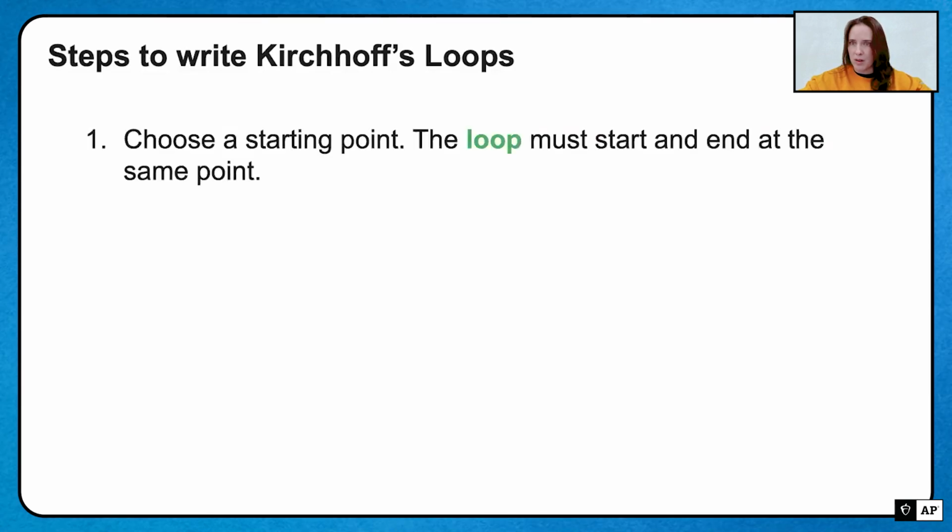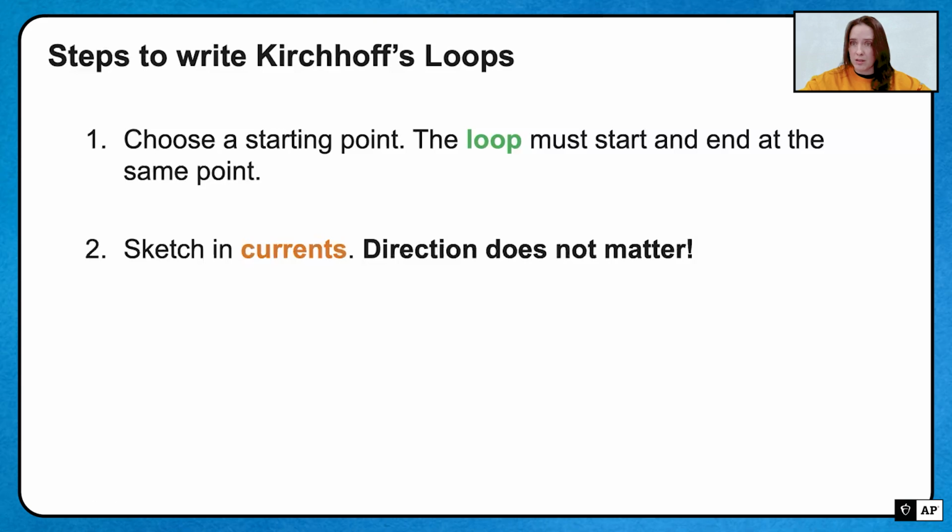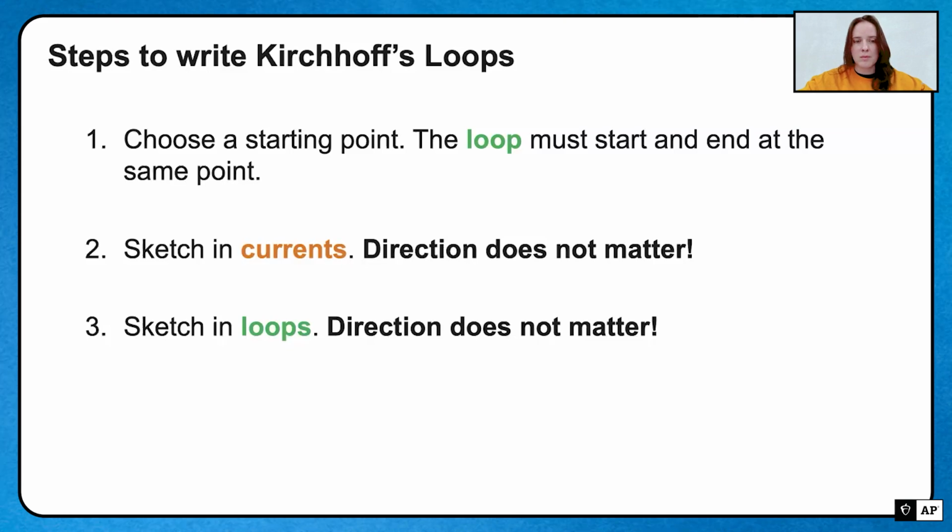There are some steps I personally like to follow in order to write our Kirchhoff loops. You want to choose a starting point, and the loop that you're going to follow has to start and end at the same point. Then you sketch in your currents for each little branch of wire. The direction that you draw these currents doesn't matter, because if you're wrong, your problem will tell you by giving you a negative sign, telling you it's actually in the opposite direction. We'll see some examples of this in the future as well. Then we sketch in our loops.